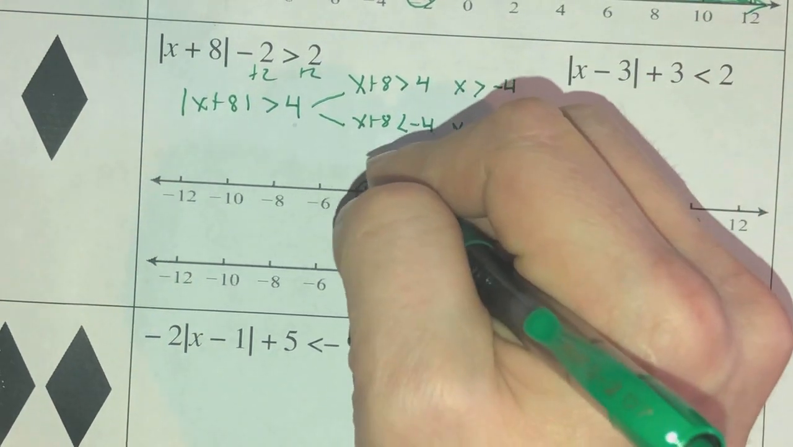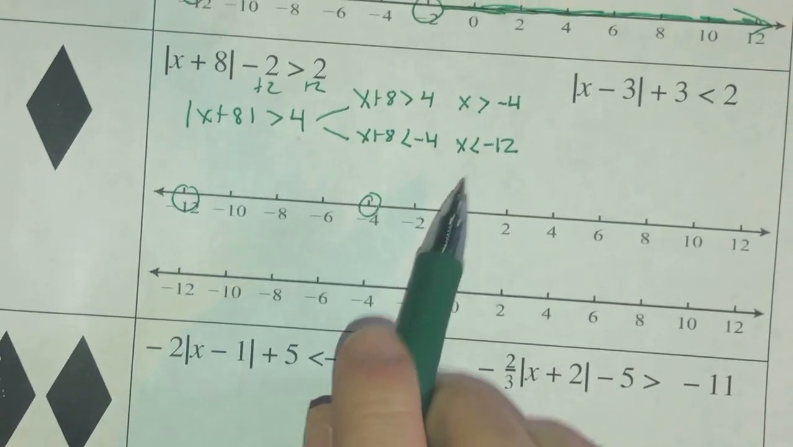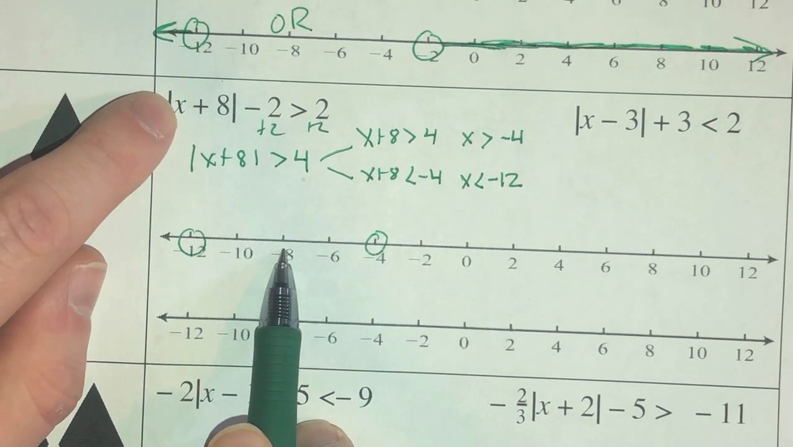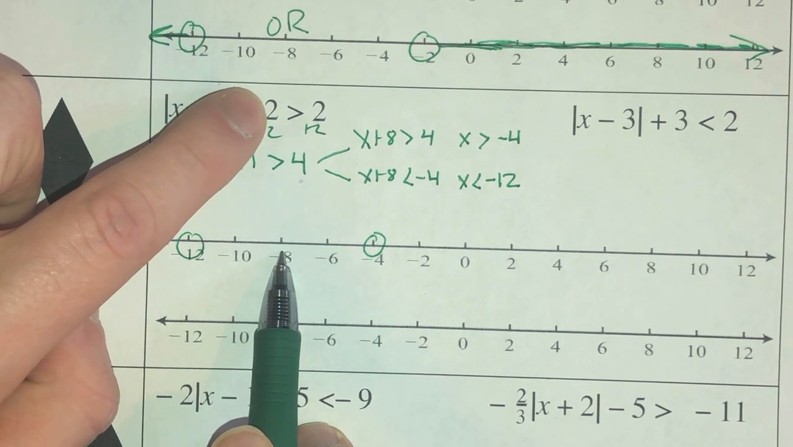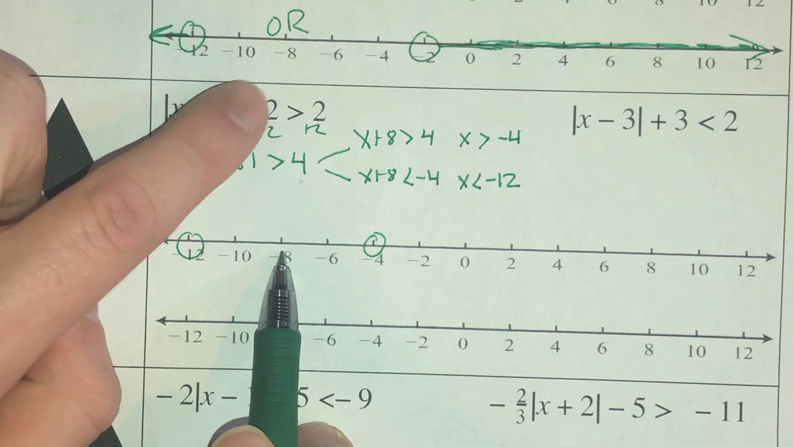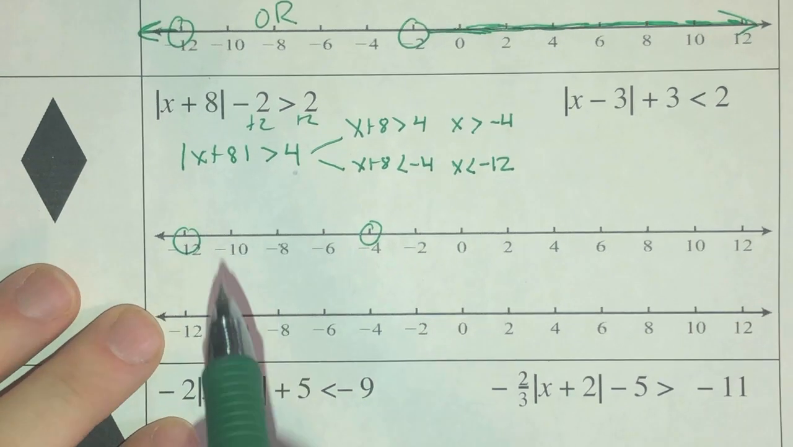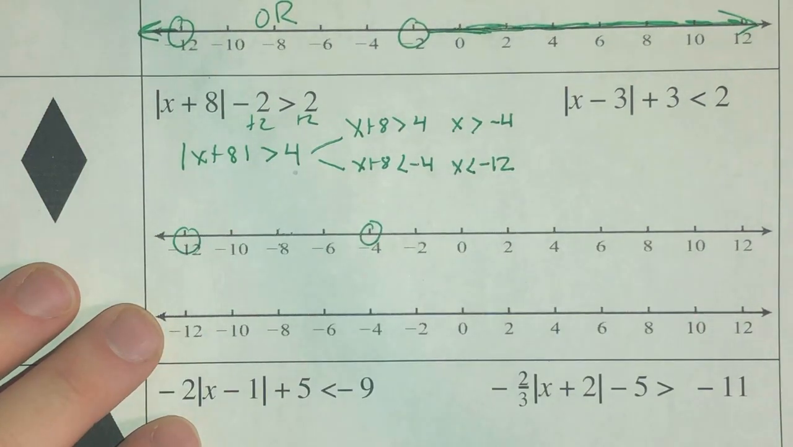So negative 4, negative 12. Let's do a test point strategy. Negative 8. Negative 8 plus 8 is 0. Absolute value of 0 is 0. 0 minus 2 is negative 2. Is that more than 2? It is not. So that means that negative 8 should not be shaded.